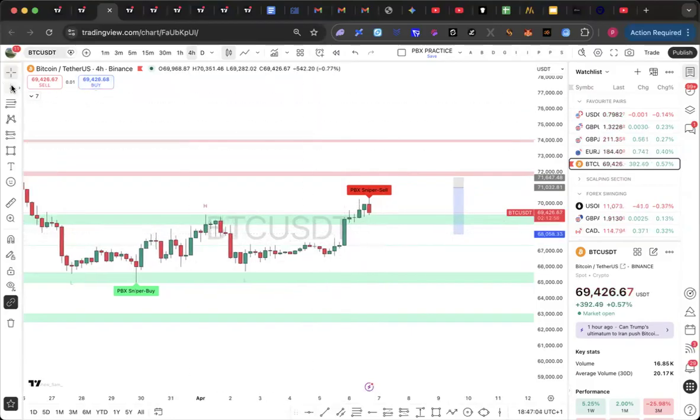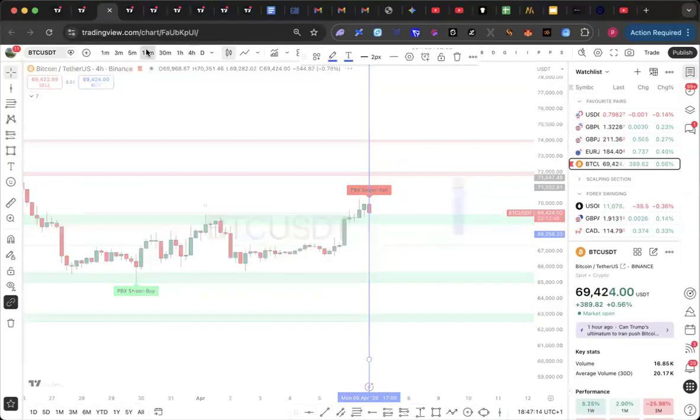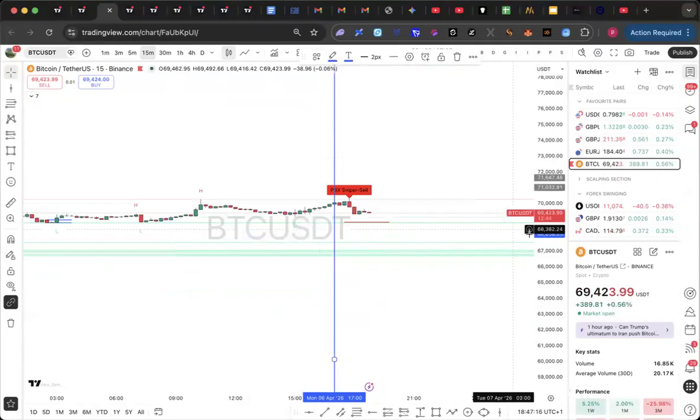Now, let's look at it. I now want to go to the lower time frame. So this is still 2 hours into that signal. So I want to go to 15 minutes. Remember, when you find the signal sell or buy on 1 hour, go to 15 minutes to find the sniper entry. So, this is lovely, right?